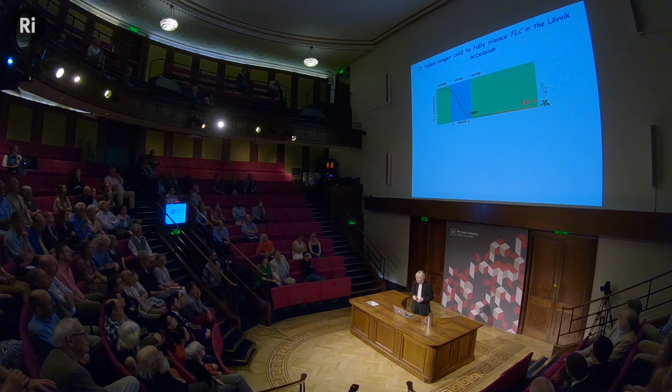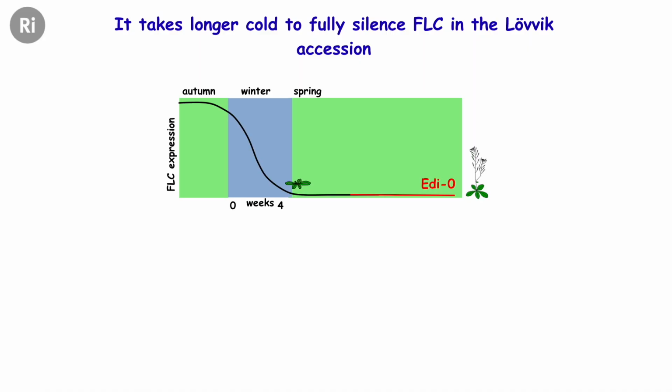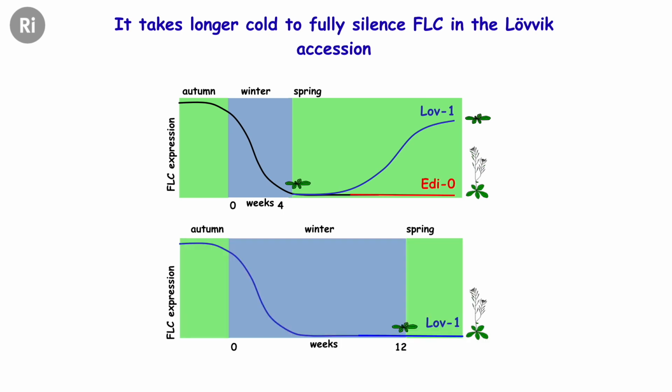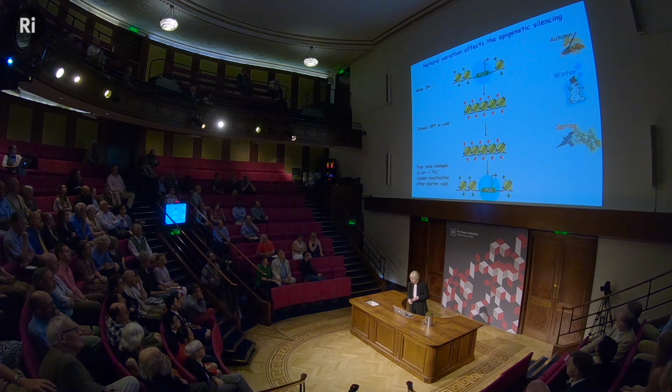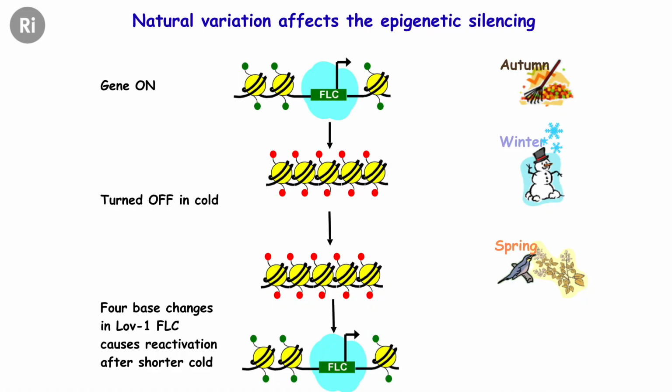When we then did experiments where we put them in the growth rooms in Norwich, gave them 4 weeks, this one from Edinburgh was fully satisfied for the vernalisation, but actually the one from northern Sweden, the gene switched back on again if it hadn't had long enough cold. But there was nothing actually wrong with the vernalisation apparatus, because if you gave it 12 weeks, then the gene silenced.